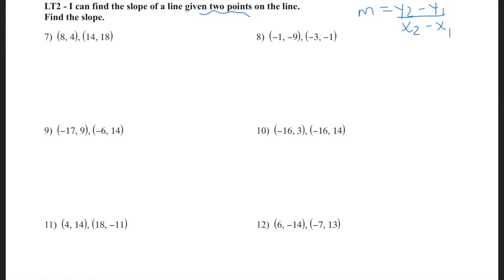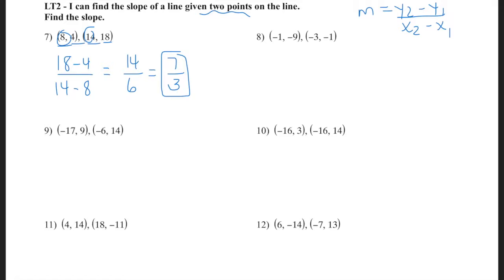So our slope here's y2 and y1, so 18 minus 4, x2 and x1, 14 minus 8. It's also important that you do the second one minus the first one, because 18 minus 4 is not the same thing as 4 minus 18, so you got to be careful. 18 minus 4 is 14, 14 minus 8 is 6. We can simplify. If we divide by 2, we would get 7/3. There's our slope for that one.